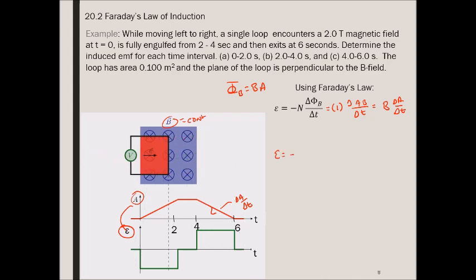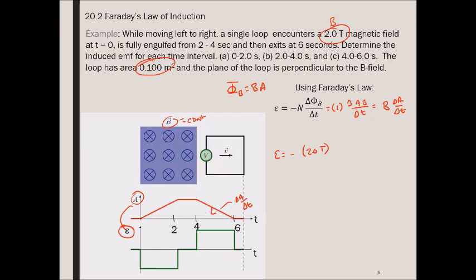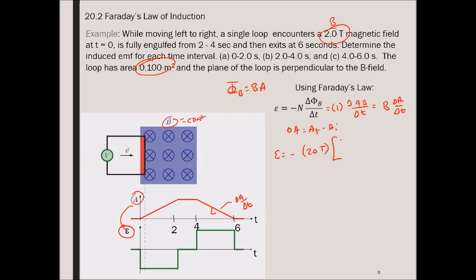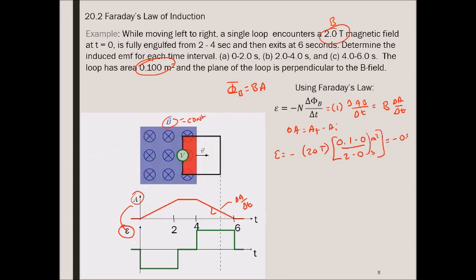We say that the magnetic field is 2 Tesla. That's my B. So I have 2.0 Teslas times my change in area. The problem says it has a maximum area of 0.1, so it goes from 0 to 0.1. Remember, delta A is always A final minus A initial. So the area in the magnetic field is the total area finally, so 0.1 minus 0, and 2 minus 0 meters squared and seconds. Then this gives us negative 0.1 volts.